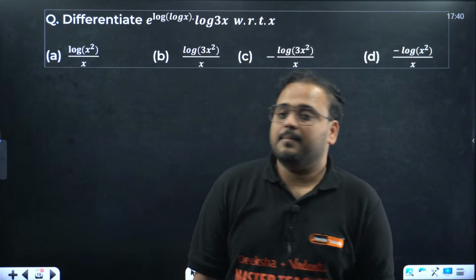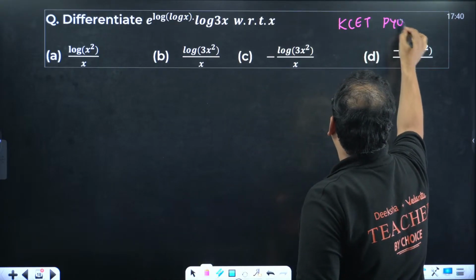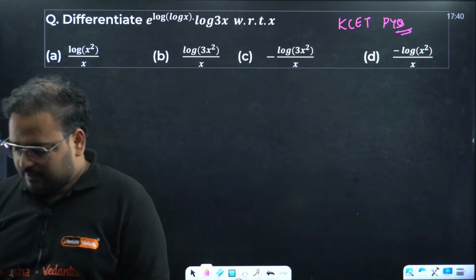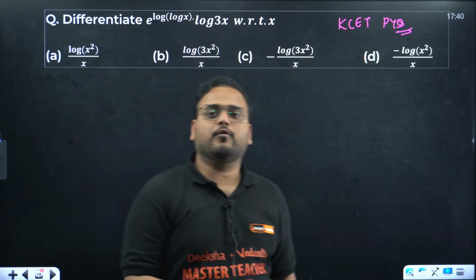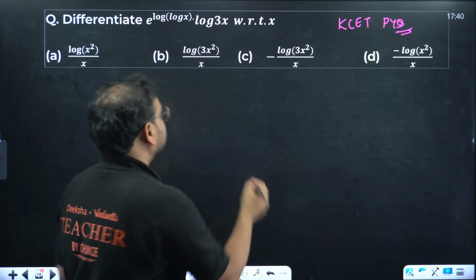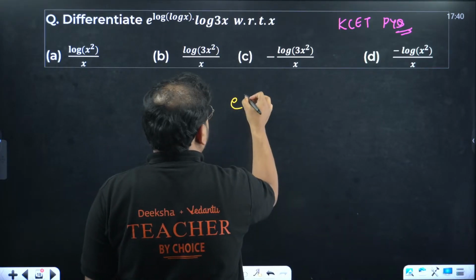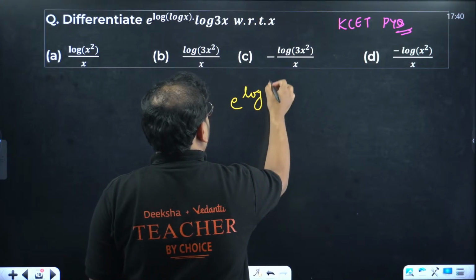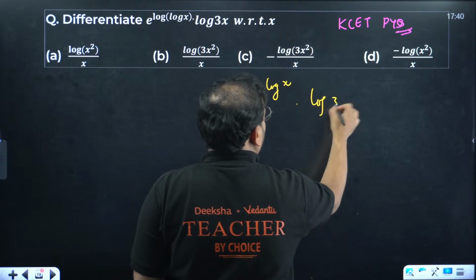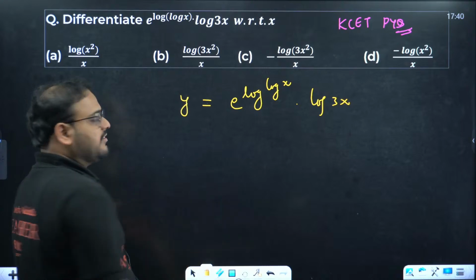Next question. This is a KCET question. Solve it. Give a fair try. E power log of log x times log 3x. You need to apply the properties of log, right? We have e power log of log x times log 3x. That's the given function to us.